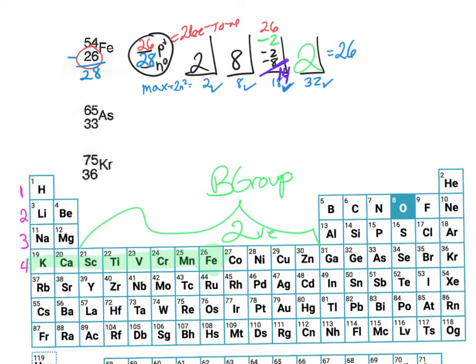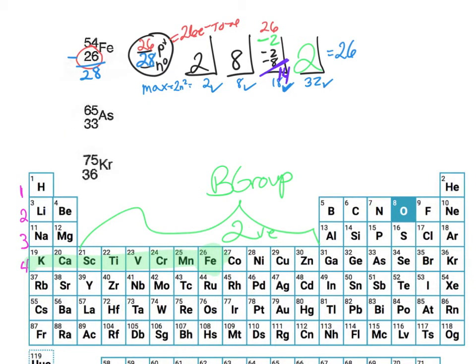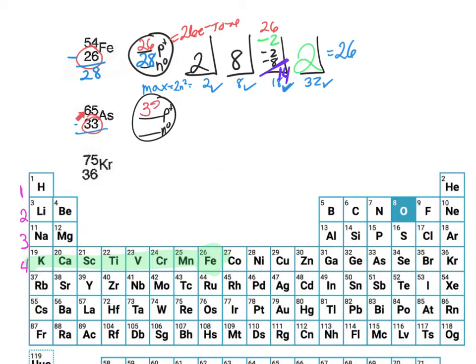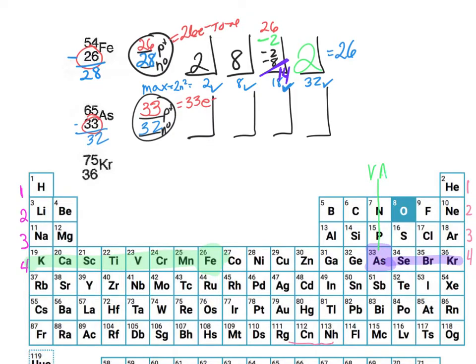Okay, let's try arsenic 65. We draw the circle, we put in 33 protons, 32 neutrons, because 65 minus 33 is 32. Then we put in how many shells we need. Arsenic is in the fourth period, so there's 4 shells. Now we need to figure out how many valence electrons to put in. And we're going to put in 5 because this is a group 5A. On the lower shells, we're going to put 2 and 8. Then we need to calculate the second to the last shell.